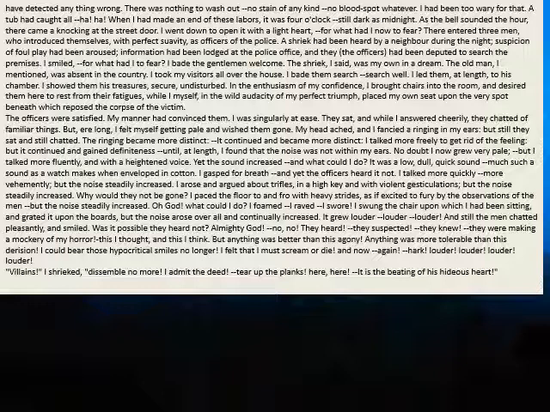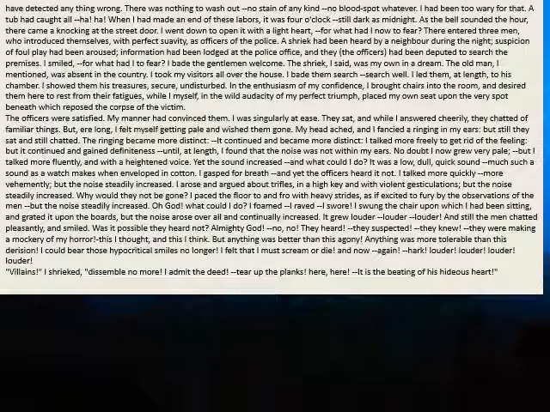As the bell sounded the hour, there came a knocking at the street door. I went down to open it with a light heart. But what had I now to fear? There entered 3 men who introduced themselves with perfect suavity as officers of the police. A shriek had been heard by a neighbour during the night. Suspicion of foul play had been aroused. Information had been lodged at the post office, and they, the officers, had been deputed to search the premises.